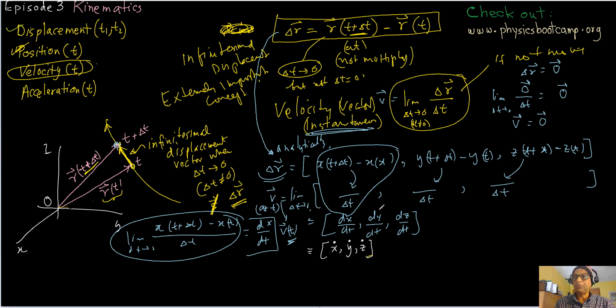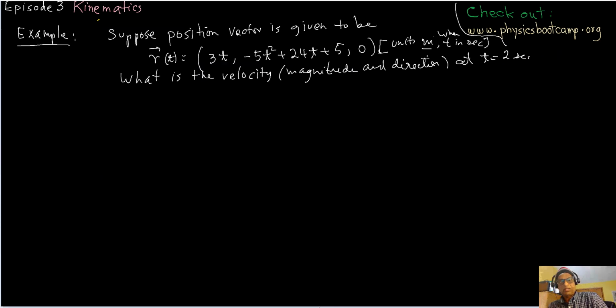Okay, let's do an example. So here is a simple problem. I'll give you a position vector, giving the coordinates with respect to time, and the z coordinate is not changing, so the motion is happening in the xy plane. And so what is the velocity at time t equals 2 seconds? This thing is in meters if t is in seconds. All right, it's a very easy problem, right?